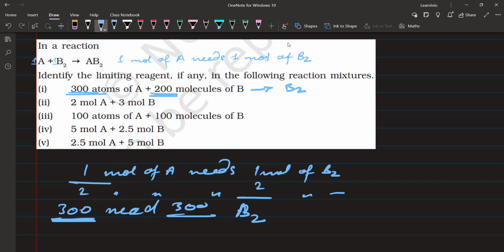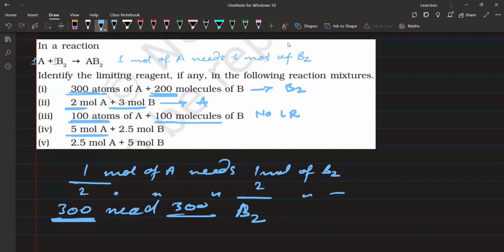ठीक है, अच्छा, 2 moles of A needs how many moles of B? 2 moles of B. So B is more, right? Yes. So in this case, A will be the limiting reagent. Make sense? Okay. 100 atoms of A needs how many molecules of B? 100. So we have the 100. So here we will have no limiting reagent. Make sense? Yes, sir.